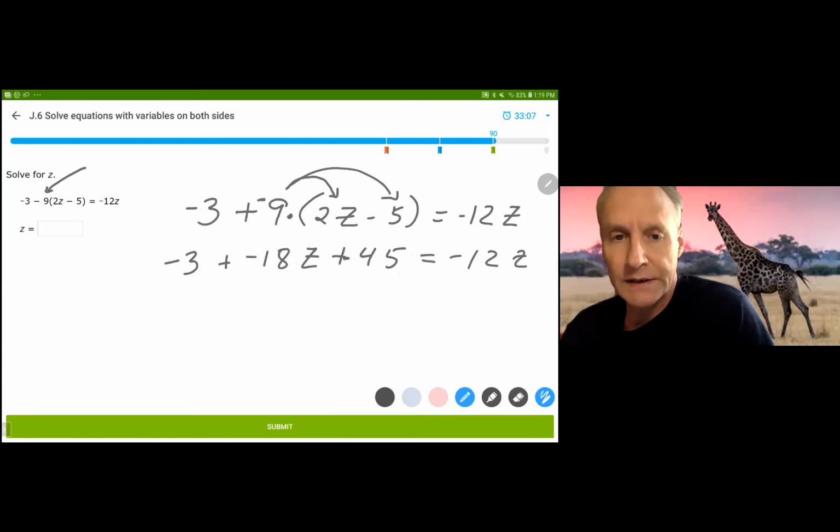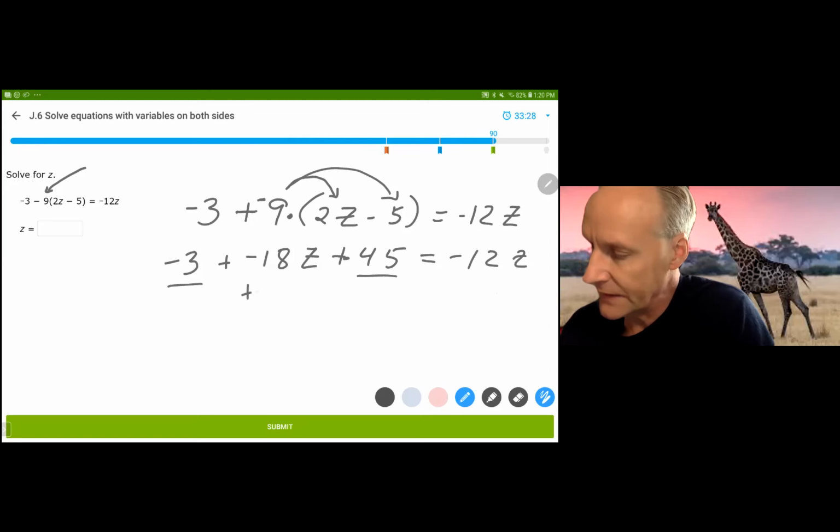One of the things you want is numbers on one side, variables on the other. And if I add 12z to both sides, I'm just going to make more work for myself because I still have to add the 45 with the negative 3. And if I add 12z, notice I'm going to have 0 on one side and variables and numbers on the other side. So a good idea is to go ahead and add the 18z to both sides. And I'm going to go ahead and write that down.